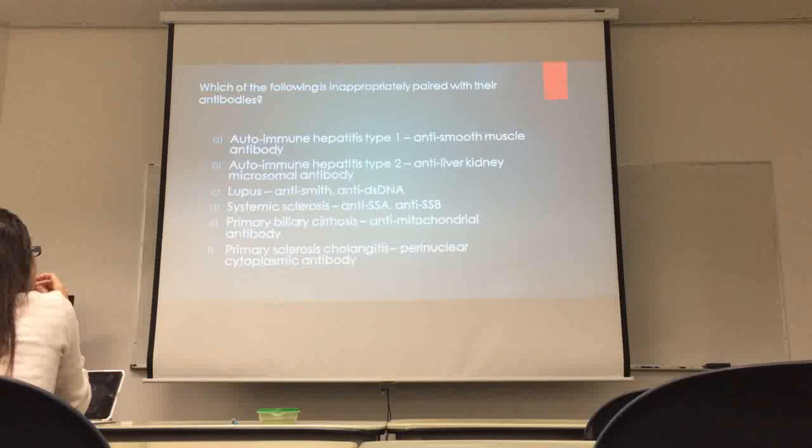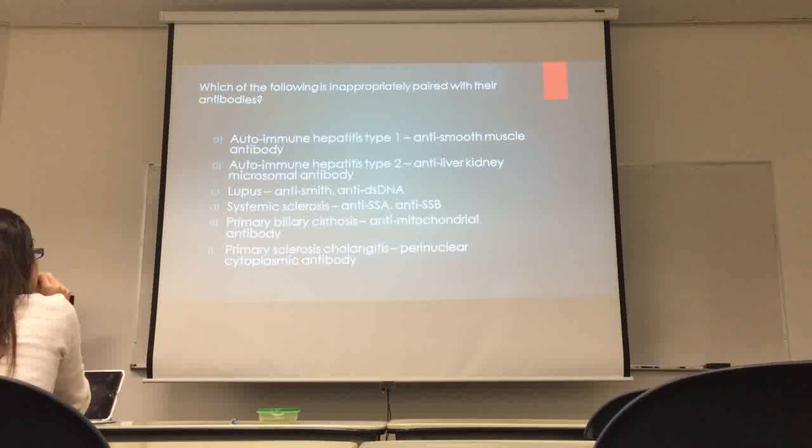For lupus, it is ANA, but anti-Smith and anti-dsDNA are more specific. So those are associated with it. So ANA, remember, can be positive like in all autoimmune diseases. But anti-Smith and anti-dsDNA, double strand, are more specific. Primary biliary cirrhosis is anti-mitochondrial antibody. PSC is perinuclear antineutrophil cytoplasmic antibody, so P-ANCA.